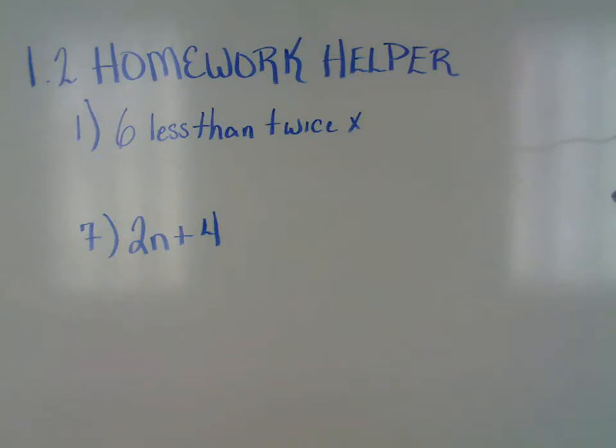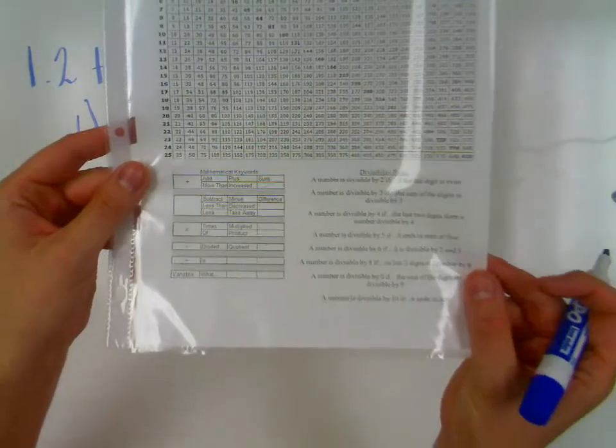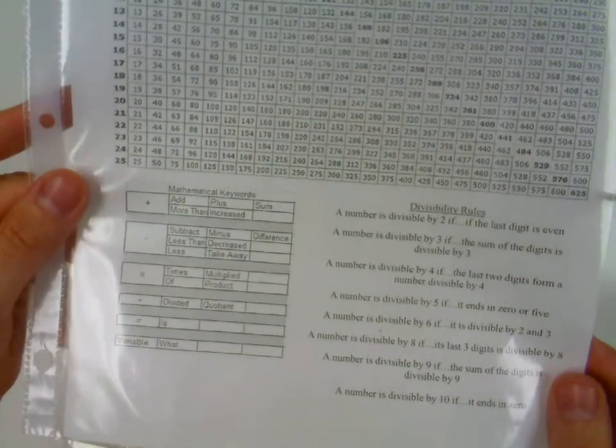In case you're not understanding the whole concept of an algebraic expression, think of an equation, but take off the equal sign and the stuff after the equal sign, and that's an algebraic expression. Okay? So we've got in number 1, 6 less than twice x. Now you'll want to use that list of keywords that we've talked about in the lesson. And remember, that list of keywords is on your reference sheet here. So you can reference those at any time you might need to.